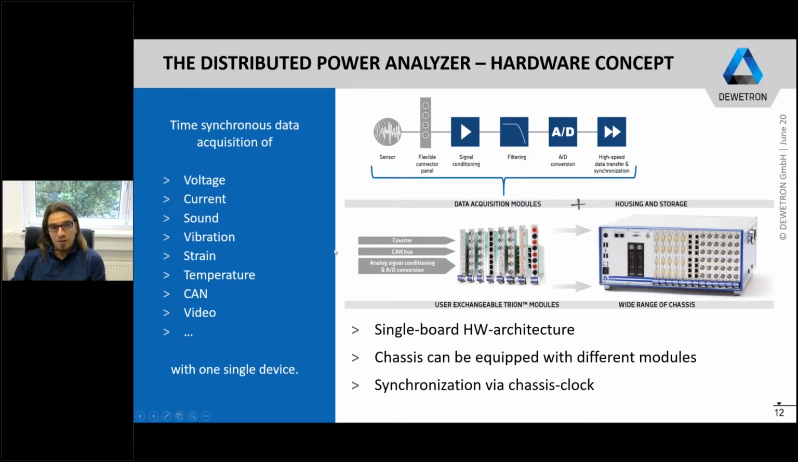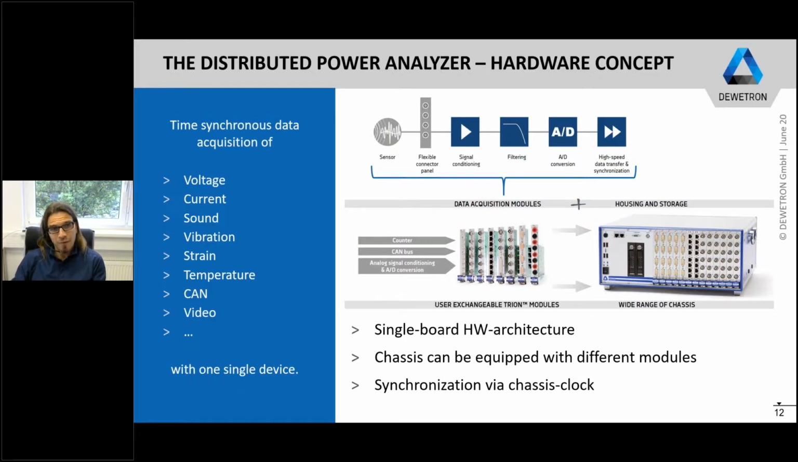The Dewetron hardware concept has a so-called single board architecture, which means that you have separate data acquisition modules which combine the signal conditioning, the filtering, and the AD conversion directly on the measurement board itself. And the measurement board just has a high-speed data transfer interface, which is a PXI bus, and then the digital data is just transferred in the digital domain from the data acquisition module to your measurement chassis with the PC integrated.